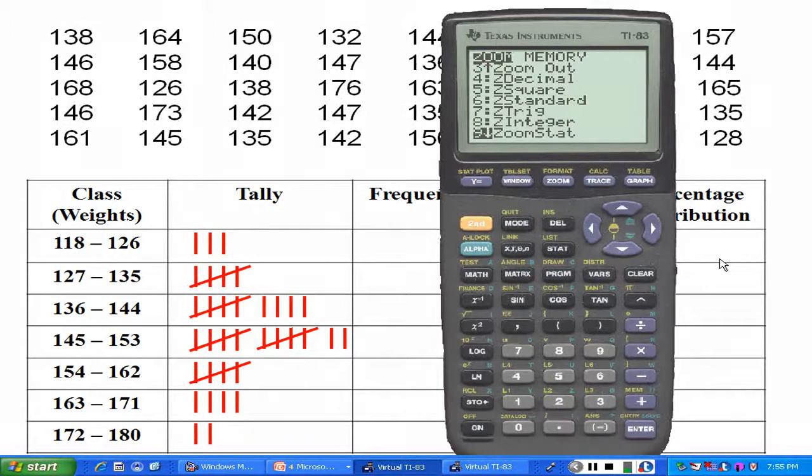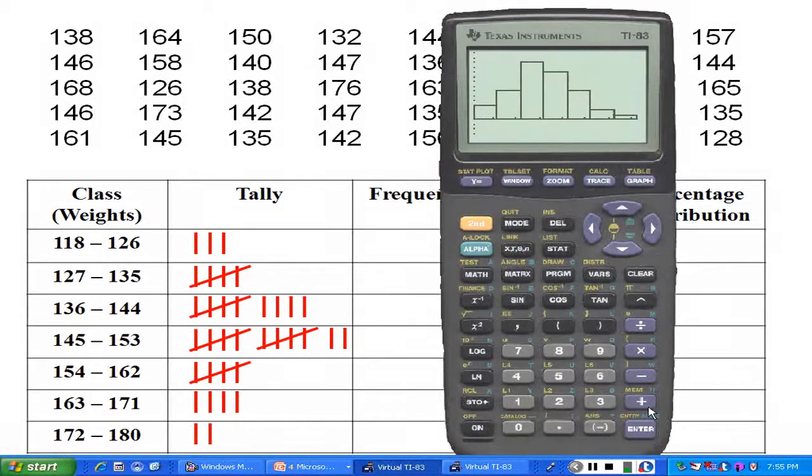Okay. Now, so zoom stat, and when you hit that zoom stat, or when you do zoom 9, you get your histogram. Now, here's the thing. It's a preset. I mean, the calculator does it itself. What was our class width? 9. So you have to set that. You have to force the calculator to make it at a width of 9.